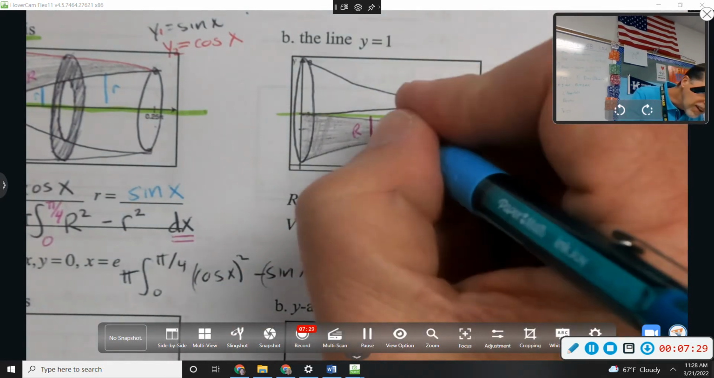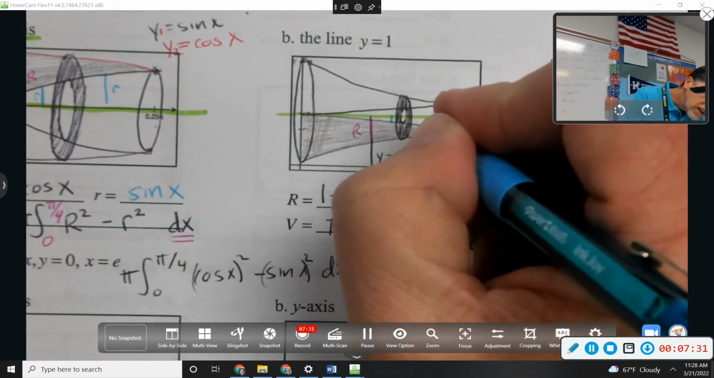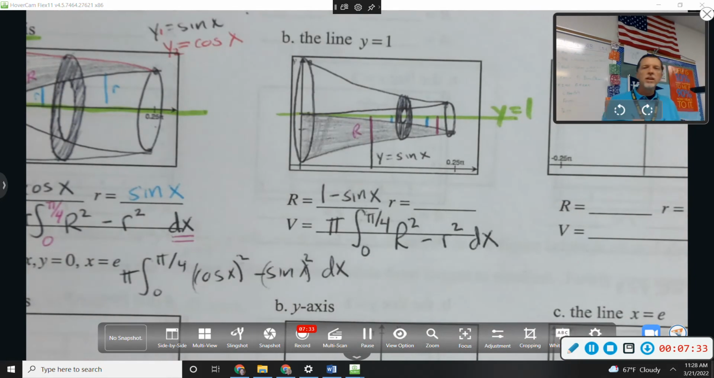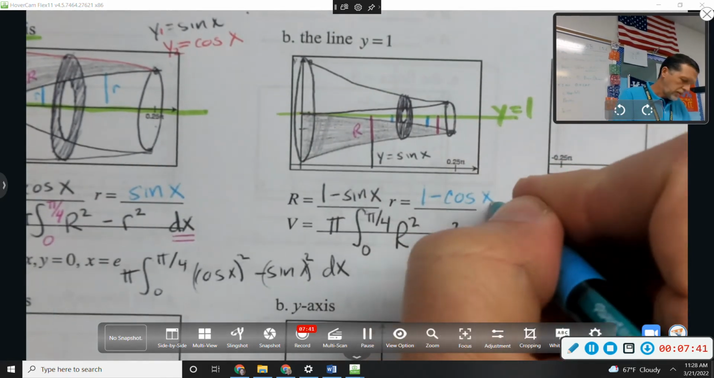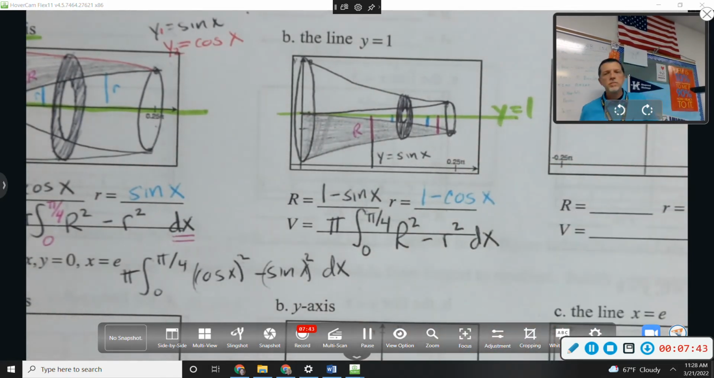And then little r, similar: 1 minus cosine of x. 1 minus cosine of x. And then we're ready to go to the calculator and type it all in.